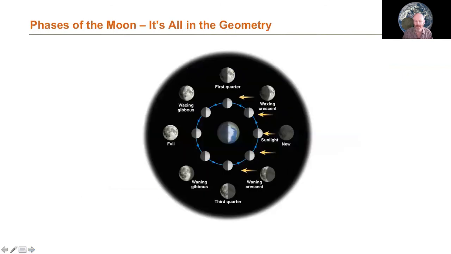There are 8 phases when we go in order where we're sort of growing, we call waxing. So wax on, wax off. Actually, it's not wax off, it's waning. So you start with new moon.